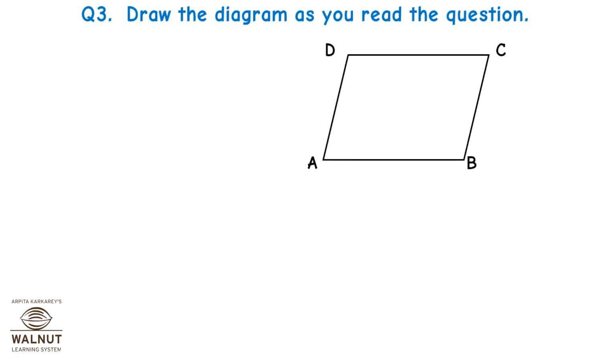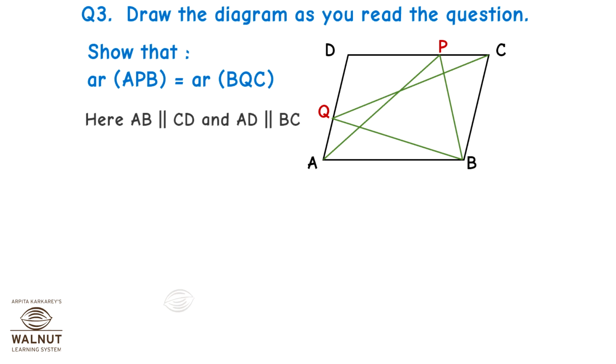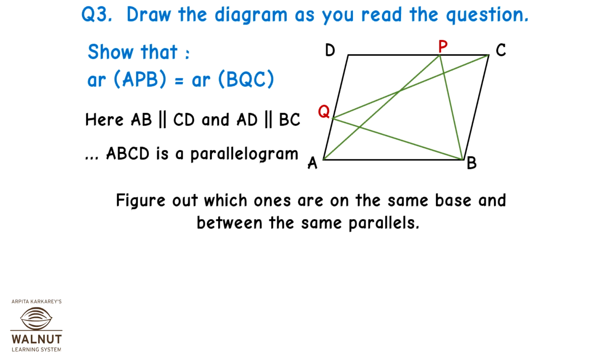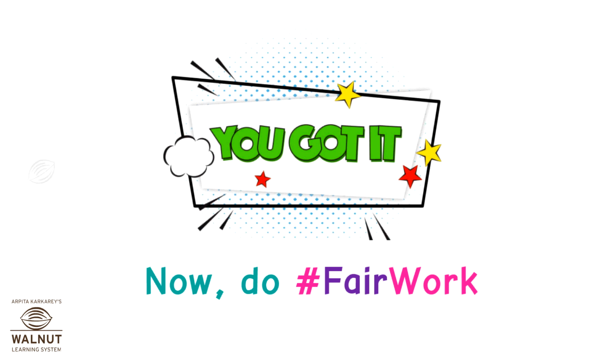Question 3. Draw the diagram as you read the question. Show that area APB is equal to area BQC. Here, AB is parallel to CD and AD is parallel to BC. ABCD is a parallelogram. Figure out which ones are on the same base and between the same parallels. Use the relation between a triangle and a parallelogram where base and height are the same. You got it. Now do your work.